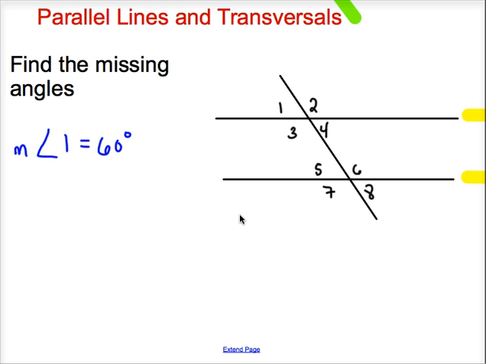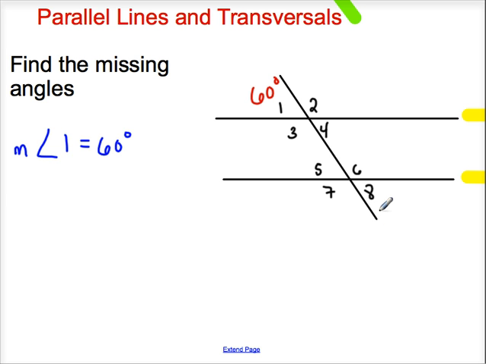Parallel lines and transversals. Now I'm asking you for the missing angle. I'm giving you that the missing angle for angle 1 is 60 degrees. So this one here is 60 degrees. Supplementary angles could be very helpful, knowing your supplementary or vertical angles.